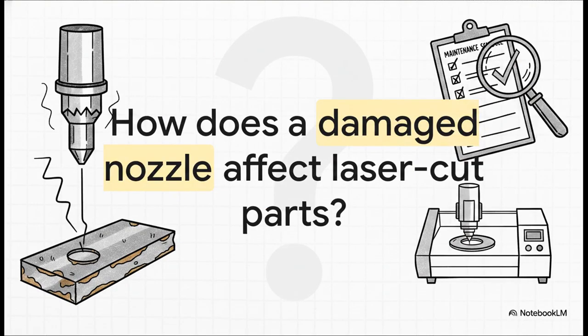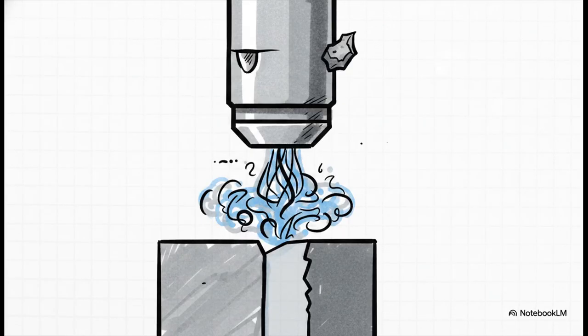Let's look at one more super practical FAQ. How does a damaged nozzle affect my laser cut parts? This perfectly highlights why checking up on a supplier's maintenance schedule is so critical. Because frankly, it doesn't matter if they just bought a $1 million machine if they aren't taking care of it. The nozzle's entire job is to direct that assist gas we talked about.